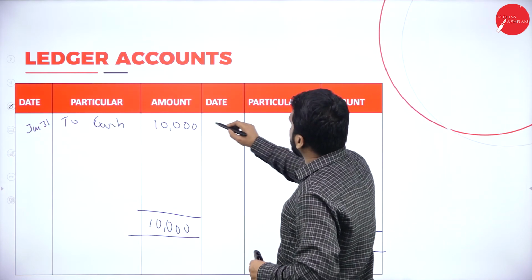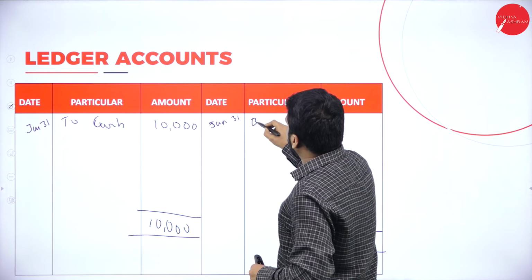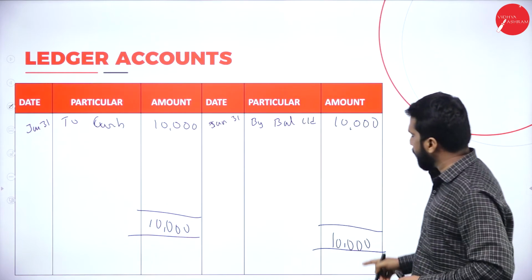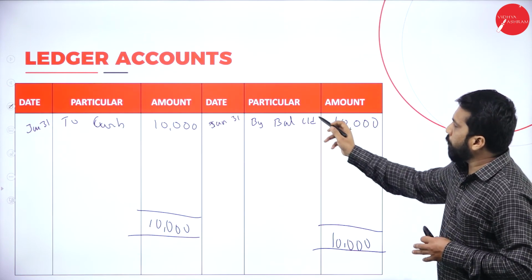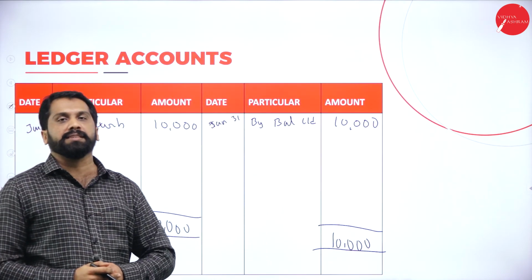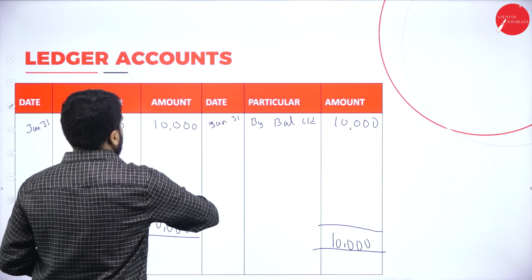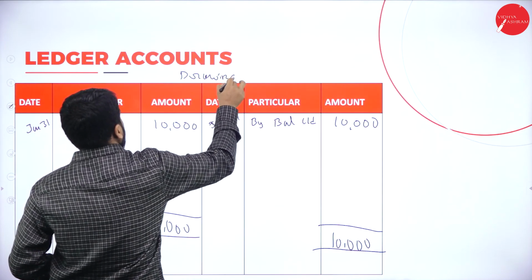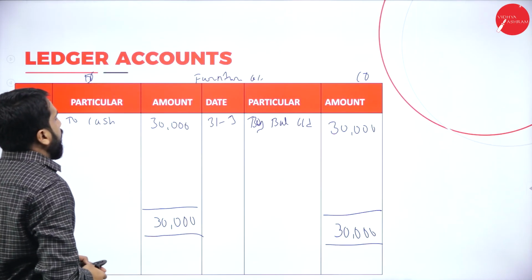Now, in this, January 31st, by balance carry down, 10,000. How did you get 10,000? From the total, if you minus, you will get 10,000. Don't be confused about how you got the balance carry down I am writing. That is nothing but your balancing figure. Clear? Yes. So this will be your drawing account. This must be credit and this must be debit. Now, I'm done with your drawing account.